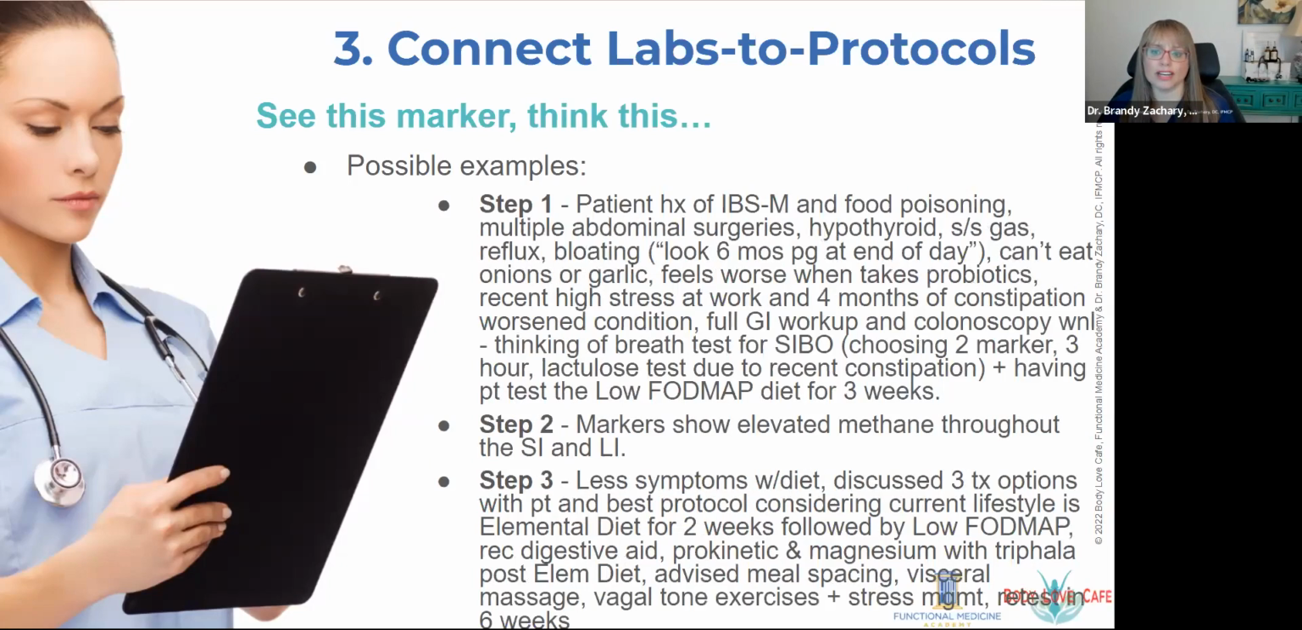All right, another example, step 1. Patient history of IBS mixed, right? So some diarrhea, some constipation, a history of food poisoning. She's had multiple abdominal surgeries. She's hypothyroid. Her current signs and symptoms include gas, reflux, bloating. She says the classic, I look pregnant at the end of the day. I can't eat onions or garlic. I feel worse when I try taking probiotics. Everyone says they're so good for me. Why do I feel worse?